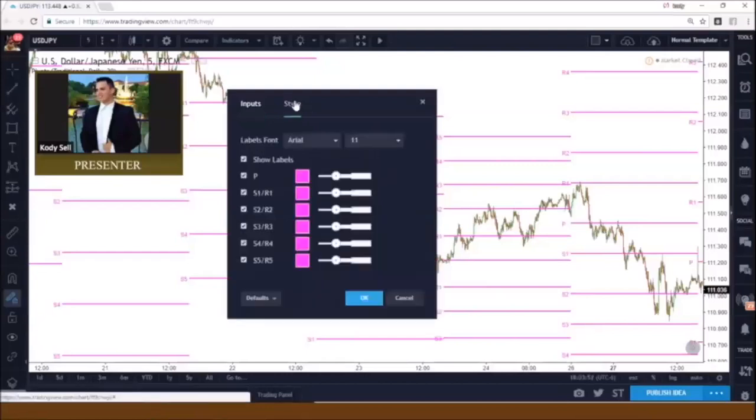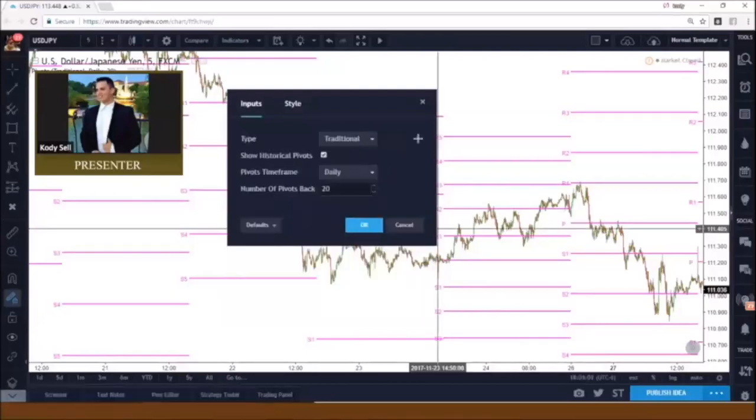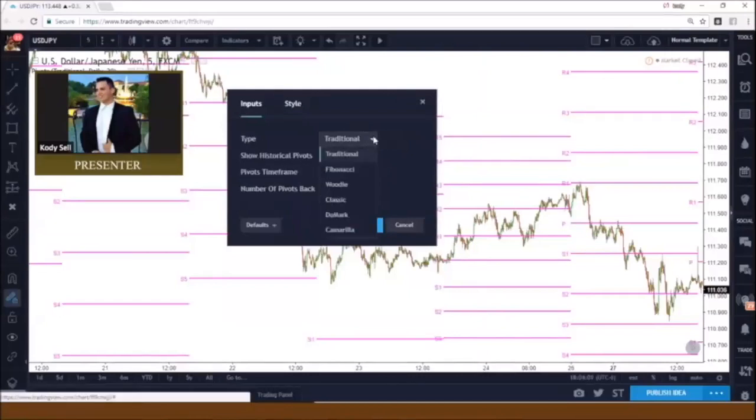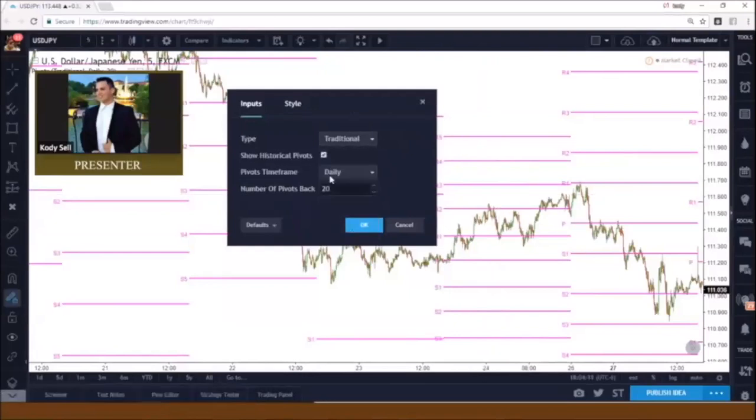And then you can go over here to the style, and you can change the color of everything, make the lines thicker or whatever, and do whatever you want to do there, just for style essentially. And then of course make sure that the type is traditional. You don't want any other of these weird styles on here. You just want traditional daily pivot points.